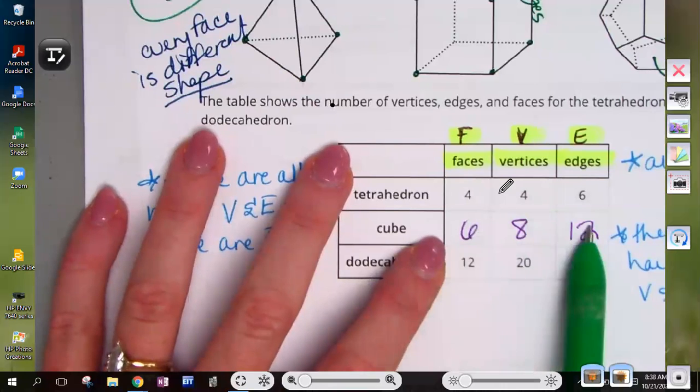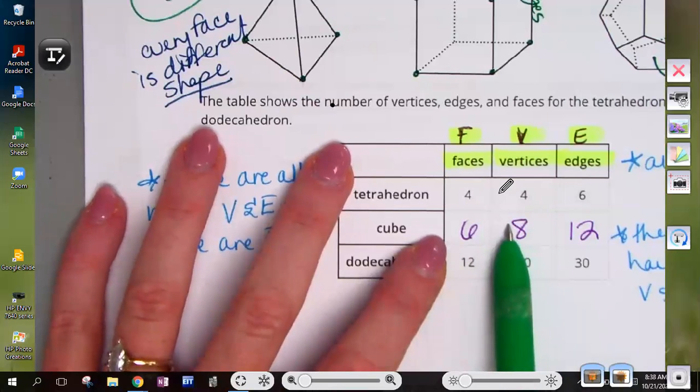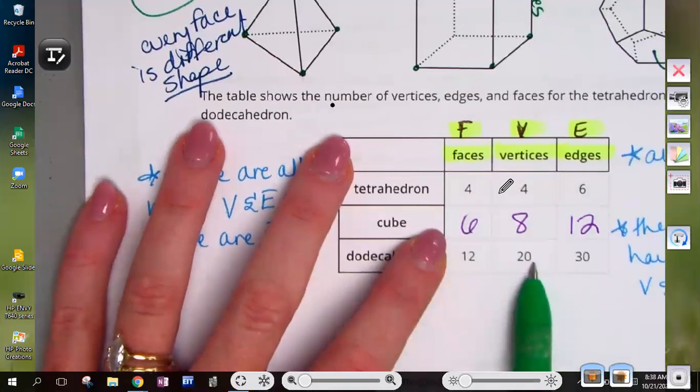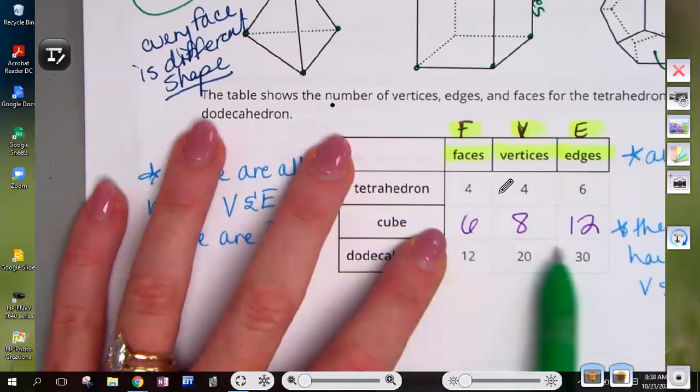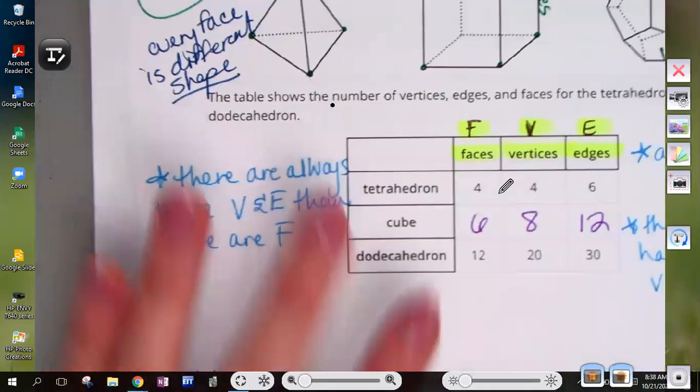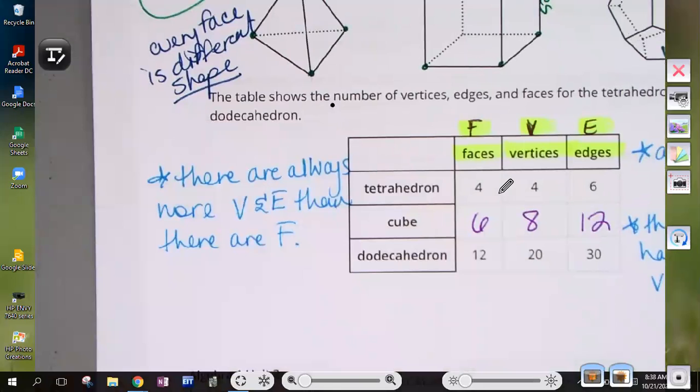14. Is 12 less than 14? Okay. 12 plus 20 is 32. Is 30 less than 32? Did you notice the similarity of how much they were off of the vertices each time? How much were they off by? Interesting how that happened 3 times in a row.